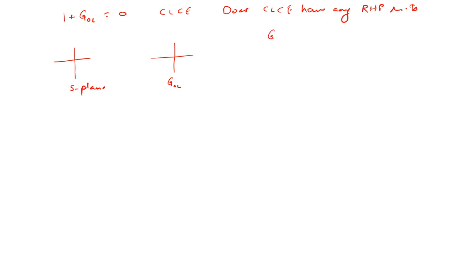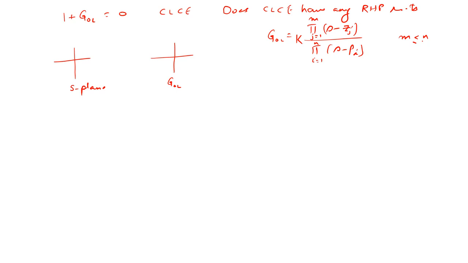The general form of G open loop is what we saw in root locus: a product of S minus ZJ upon S minus PI, maybe with a multiplier K, where I goes from 1 to N and J goes from 1 to M. M is usually less than N; at most it can be equal to N but not greater than N.